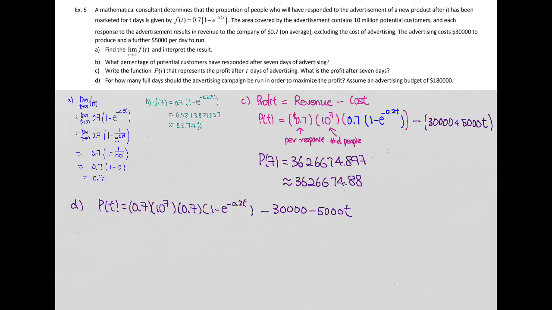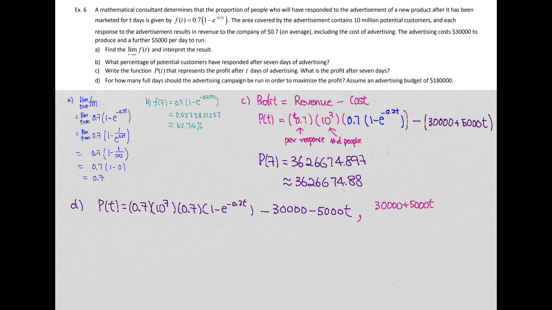For part D now, they want us to find how many days will be required in order to have the maximum profit. So that means we have to find P prime. But at the same time, we need to find our domain, because they give us a restriction on the budget. We know the total cost will be 30,000 plus 5,000 T. That will be the total cost.